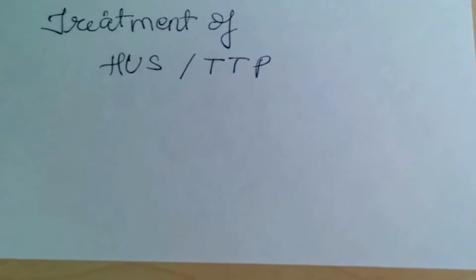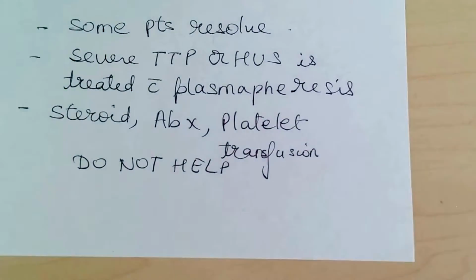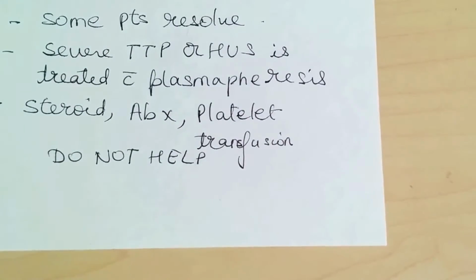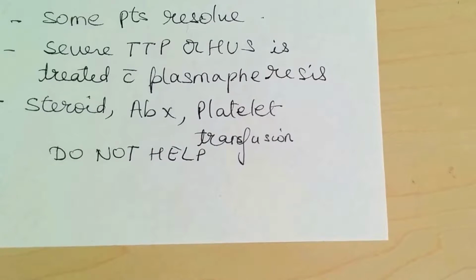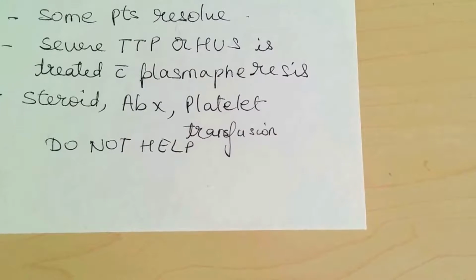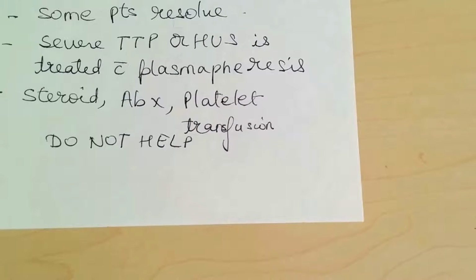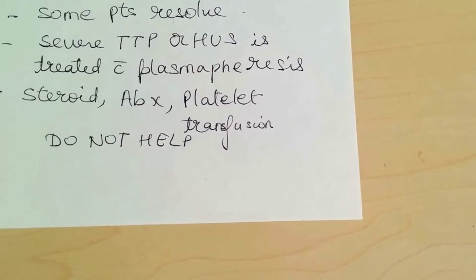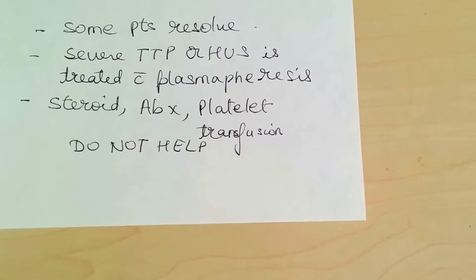What is the treatment of HUS-TTP? Some patients with milder form of HUS resolve spontaneously. The patients with severe TTP or HUS are treated with plasmapheresis. Steroids, antibiotics, and platelet transfusion do not help. So the patients with TTP and HUS do not give steroids, antibiotics, or platelets.